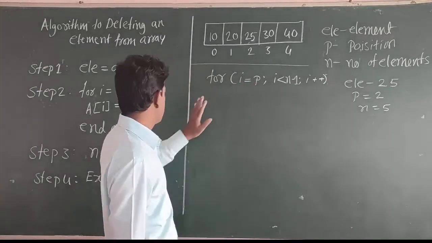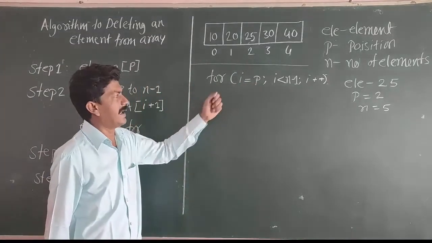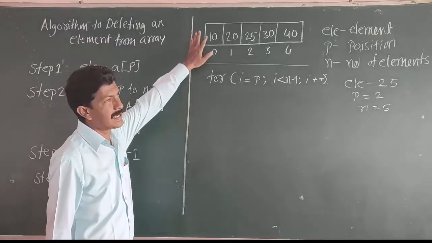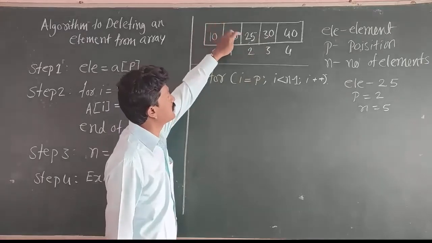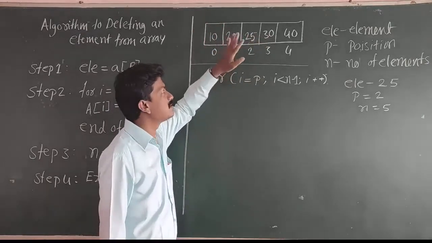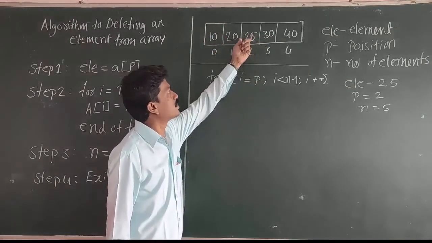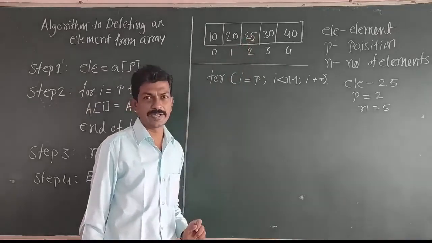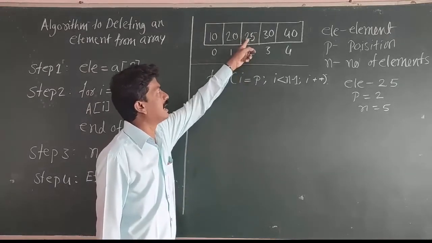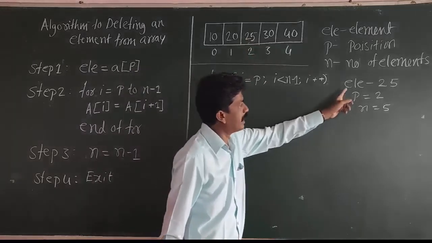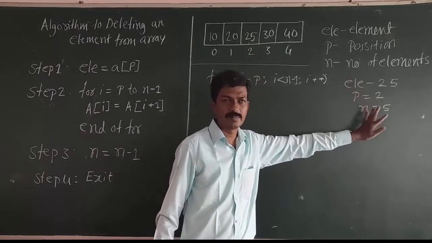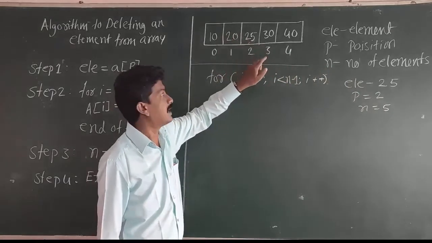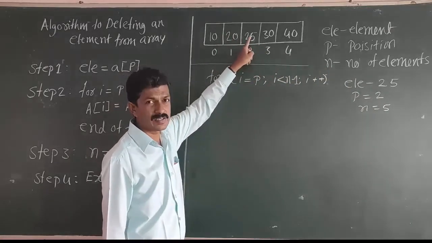Now we are going to discuss this algorithm with the help of this example. I have taken an array of size 5. The elements are 10, 20, 25, 30, 40. Within this array, I want to remove the element 25. The element is 25, the position is 2, and n equal to 5. There are 5 elements existing in this array, and I want to remove the element 25 from it.